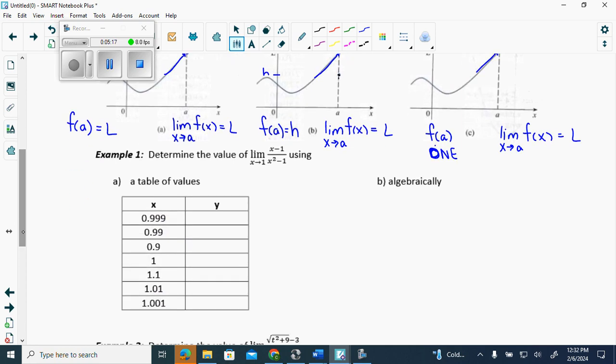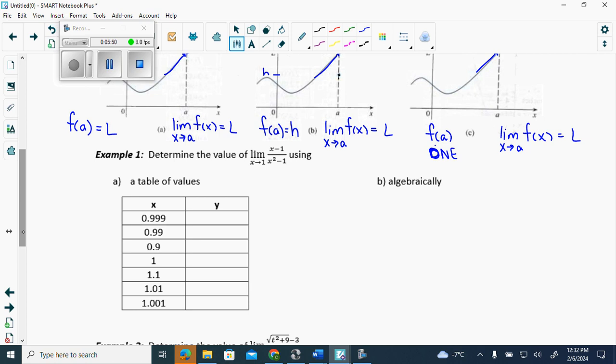So let's use an example that isn't just L's and a's. Determine the value of the limit as x approaches 1 of x minus 1 over x squared minus 1 using a table of values. Now, 1 is a problem for this function, because if I plug a 1 into the denominator, what am I going to get? 0, right? So there's either an asymptote or a point of discontinuity at 1, because if I plugged it in, I would get an error in my denominator. We learned that in rationals.